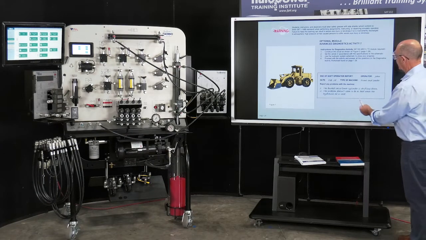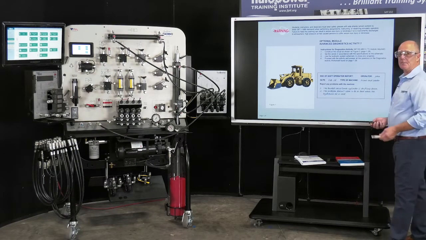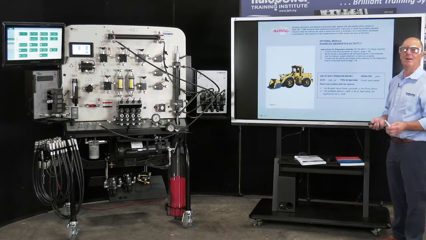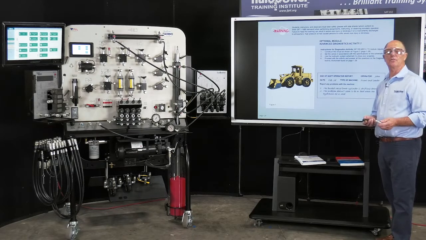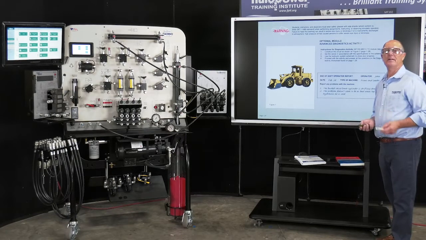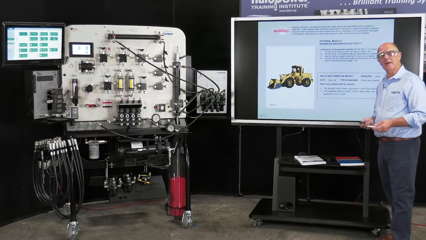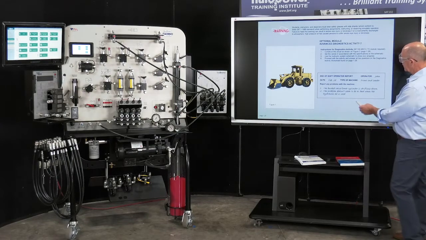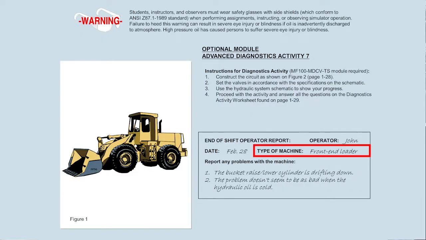In this particular case, this is a realistic operator complaint form, and we write it in the same language an operator would relay it to a technician, because an operator is not necessarily a technical guru, although some operators are mechanics that decided to become operators. However, in this particular instance, the type of machine is a front-end loader. The bucket raise-lower cylinder is drifting down.